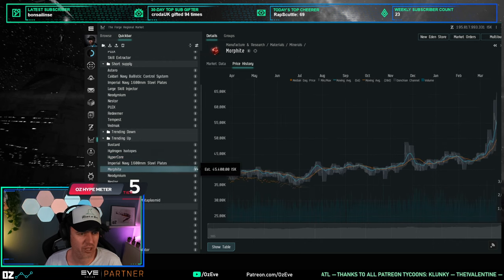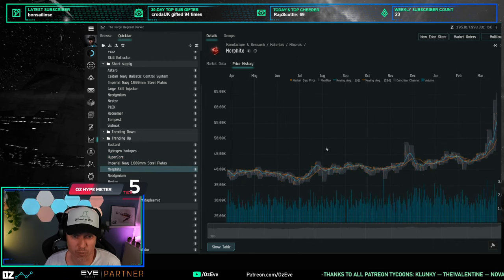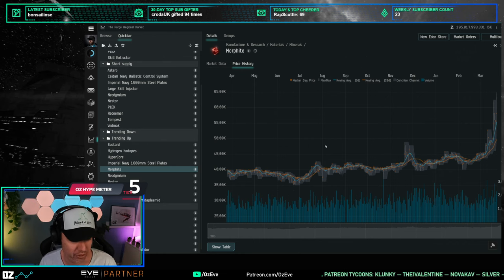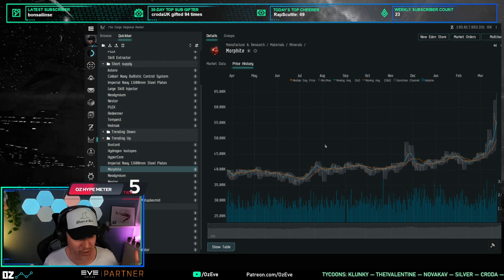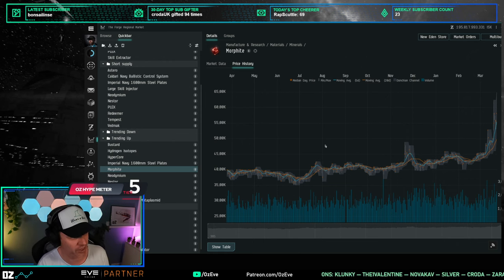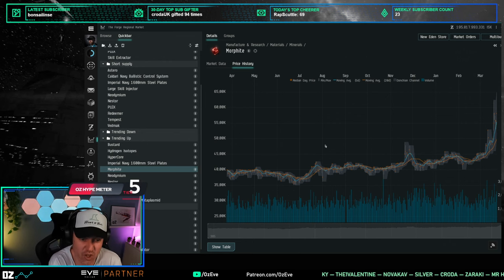The other thing I want to talk about is Morphite. So Morphite is a basic mineral that is just absolutely going through the moon, all right? Morphite is up 30% again this week, right? It comes mainly from Nullsec, from Mercoxid. It's used for Jump Freighters, Marauders, and Lancer Dreadnoughts. At least those are the ones that have high trade volume and have a high component of Morphite in them.